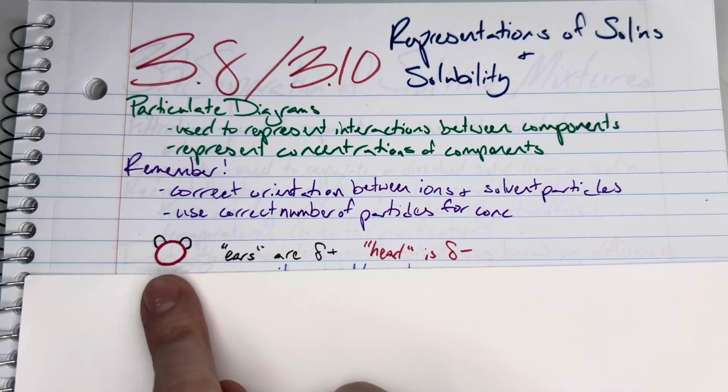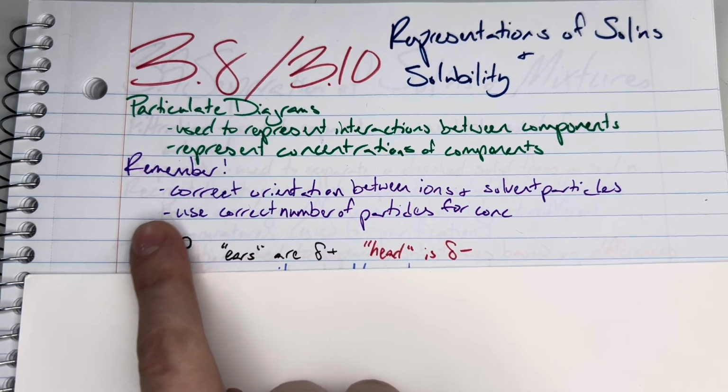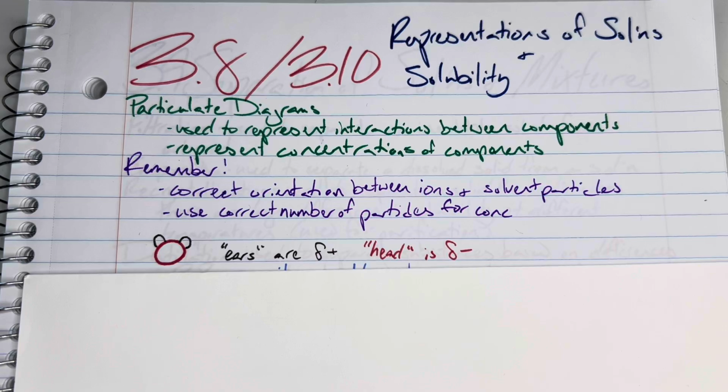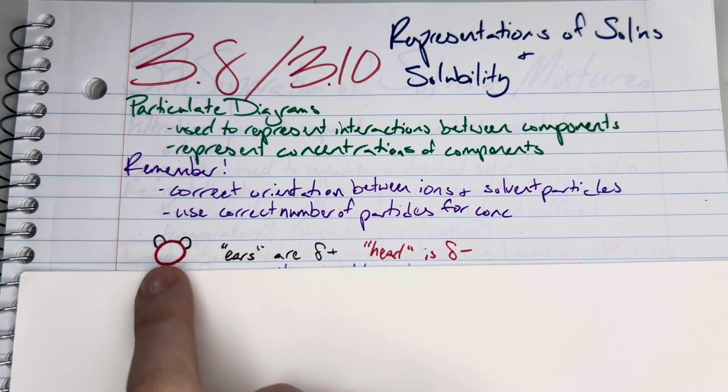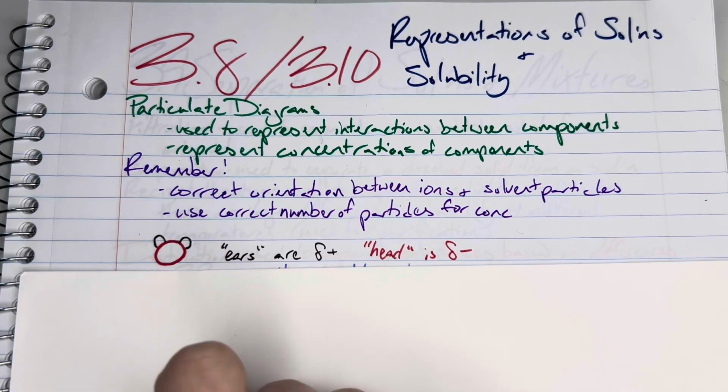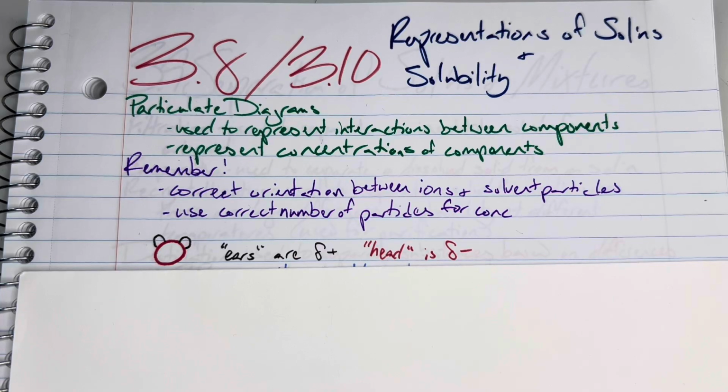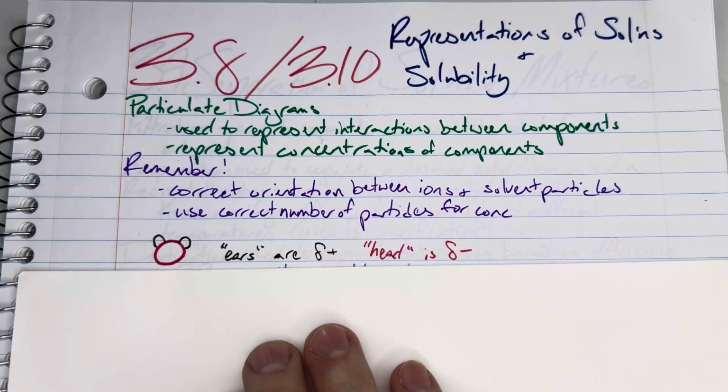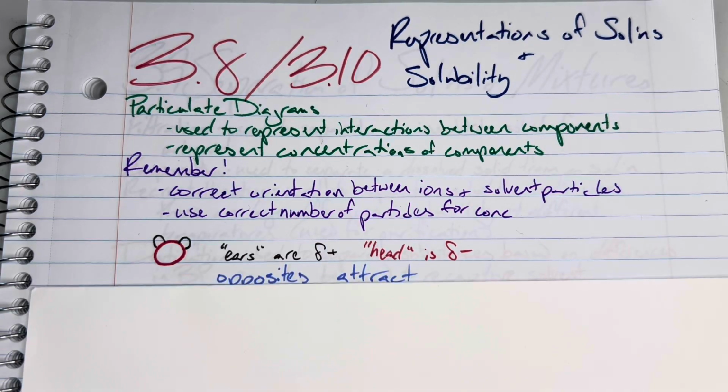So water is often represented using this kind of Mickey Mouse head looking thing, and the ears of the Mickey Mouse are for your hydrogens, and they are partially positive, whereas the Mickey Mouse head is partially negative. That is your oxygen. Remember that oxygen's more electronegative, so it pulls those electrons towards itself away from the hydrogens, and so the hydrogens have less ownership of those electrons, so they are partially positive, whereas your oxygen head is going to be partially negative since it has a greater ownership over those electrons.